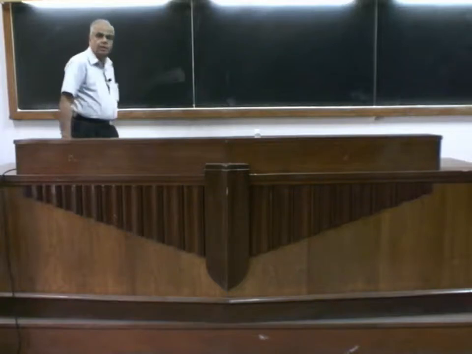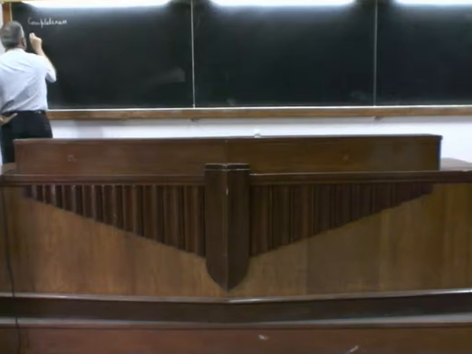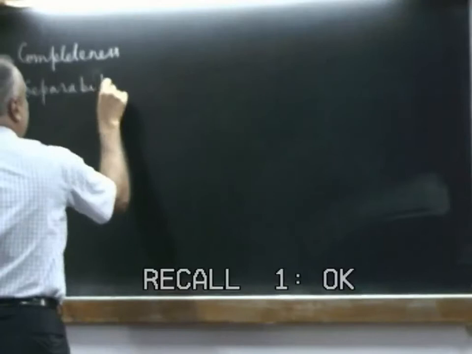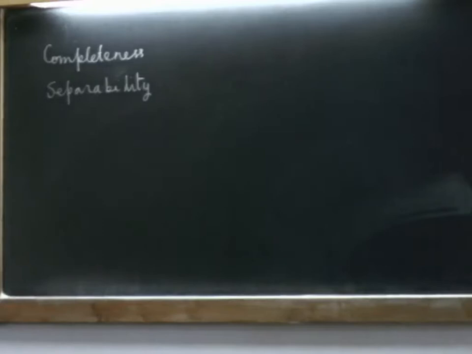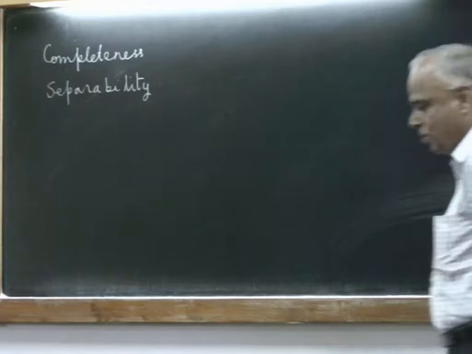Okay, so far we have seen the important notion of completeness, then we saw the notion of separability. These are the fundamental topological concepts on which analysis revolves. The third concept that I would head towards is the notion of compactness. This is probably one of the most fundamental concepts.